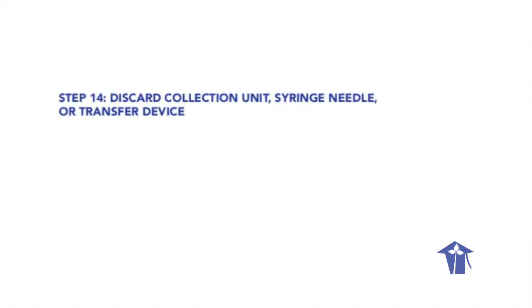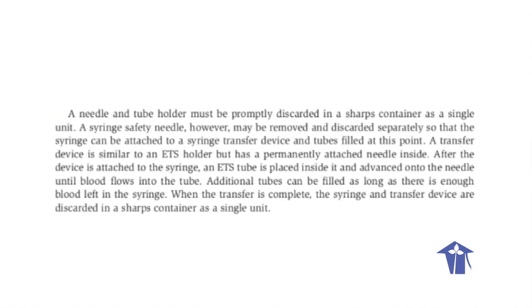Step 40, discard collection unit, syringe needle or transfer device. A needle and tube holder must be promptly discarded in a sharps container as a single unit. A syringe safety needle, however, may be removed and discarded separately so that the syringe can be attached to a syringe transfer device and tubes filled at this point.